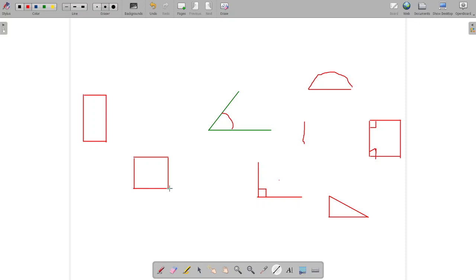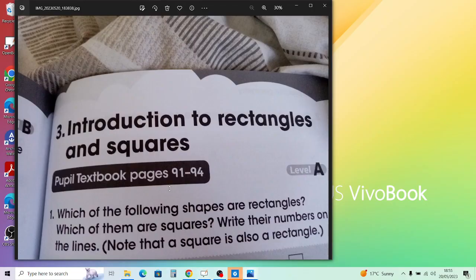Complete the sentences for question 2. A rectangle has how many sides, and the opposite sides are equal. It has how many angles, and they are all right angles. To be straightforward, a square has 4 sides, and they are all equal. It has 4 angles, and they are all right angles.